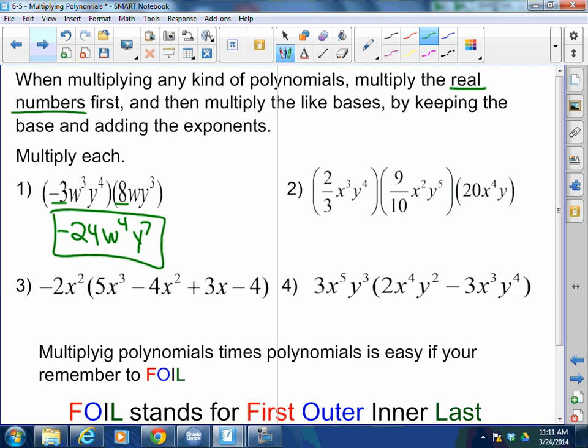Number 2. Don't get stressed here. Multiply the numbers first. But before I start multiplying, remember that there is a denominator of 1 here. Cross cancel if you can. Cross divide if you can. 3 goes into 3 one time, 3 goes into 9 3 times. 10 goes into 10 one time, 10 goes into 20 2 times. So I have 2 times 3 times 2 left, so I have 12. Now, what's x cubed times x squared times x to the 4th?